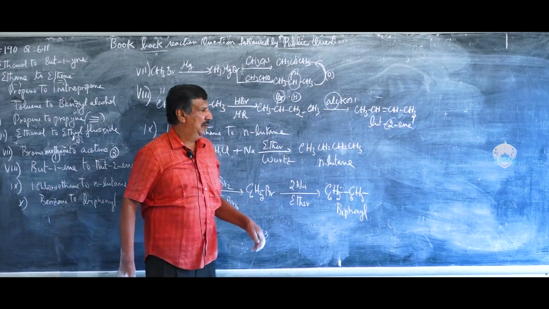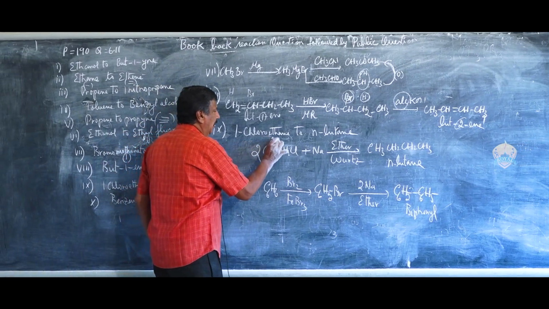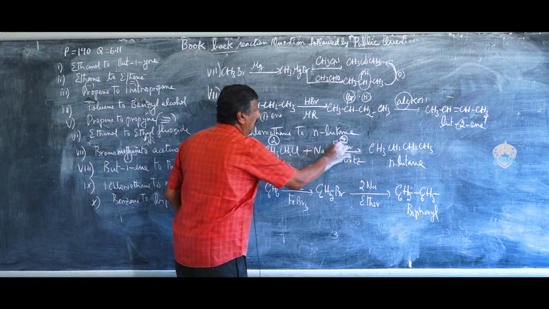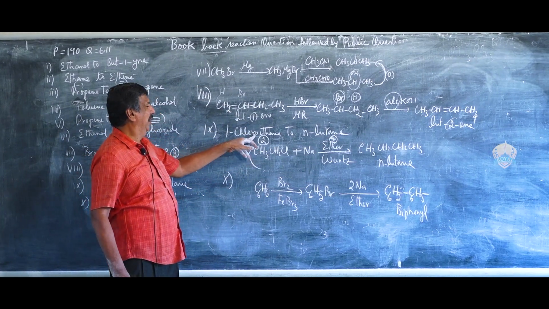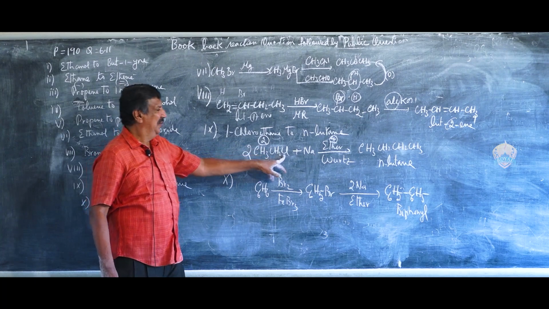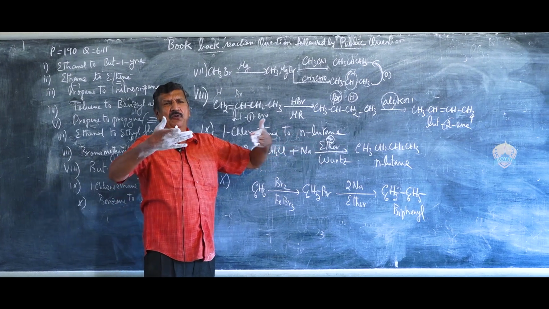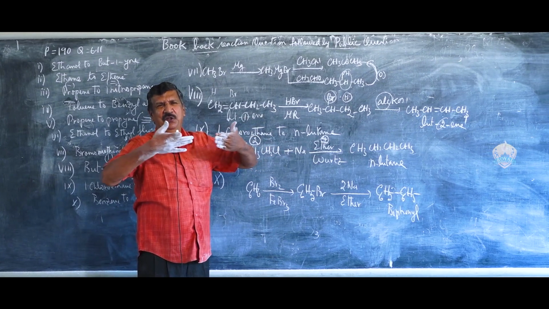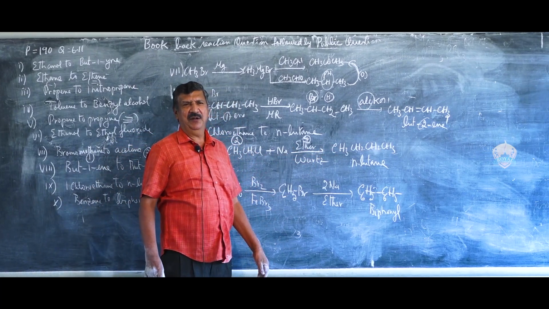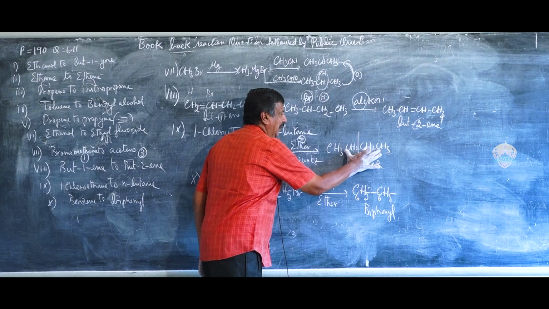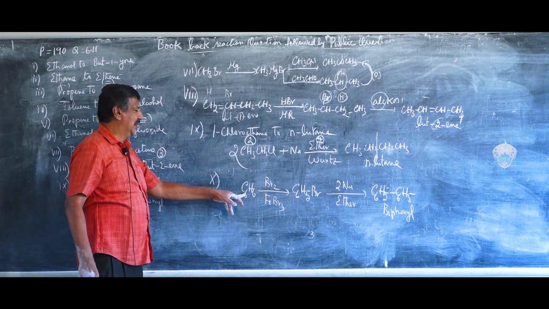Then what is the next one? Chloroethane to butane. Ethane means 2 carbons, butane means 4 carbons, double the amount. Very easy because they have already given the halide. So you select the Wurtz reaction, treating with sodium in the presence of ether, and the 2 ethyl groups merge to form n-butane. That's all. Then what about the next one?